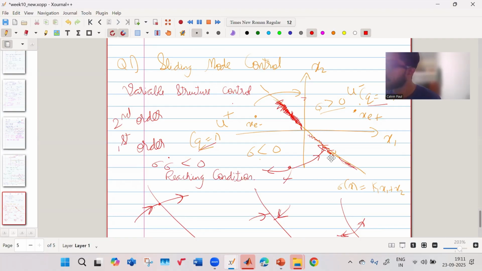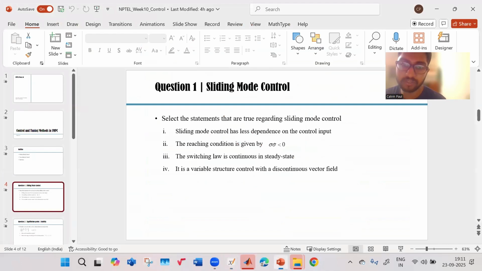Okay. So it's a variable structure control. You're trying to reduce the dynamics. There's a reaching condition given by sigma into sigma dot should be less than 0. And it has very less dependence on your input voltage or on your control input. So that's what the question is about here. Sliding mode control has less dependence on your control input. Its reaching condition is given by sigma into sigma dot is less than 0.